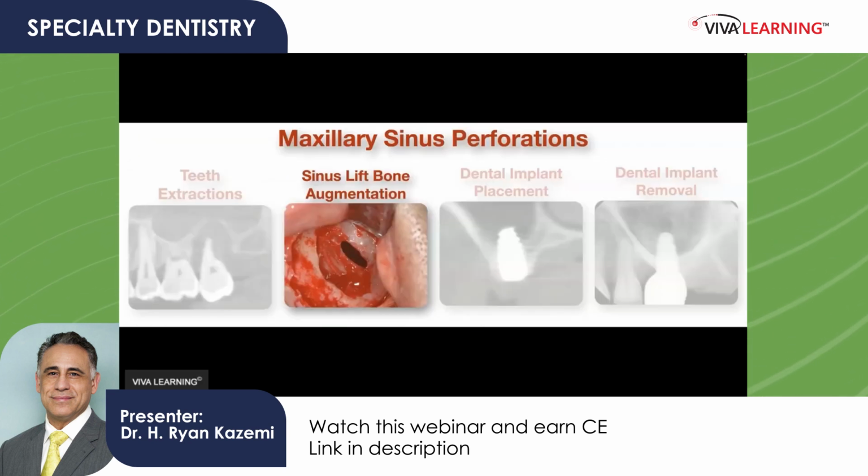Certainly during sinus lift bone augmentation, one of the key aspects of success in sinus lift bone grafting is to preserve the integrity of the Schneiderian membrane, the sinus membrane. So if there are any perforations, they can compromise the outcome and the survival of the bone graft that's placed.